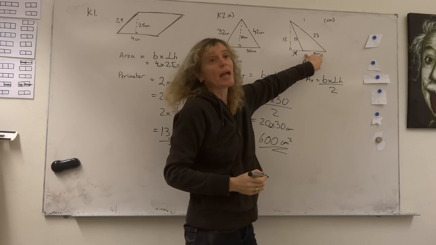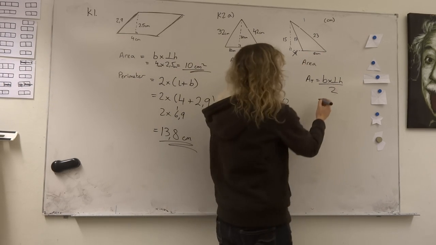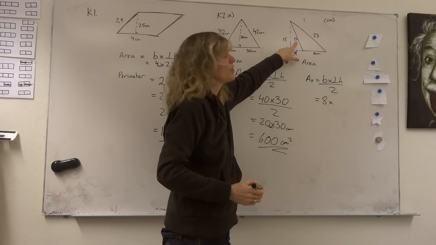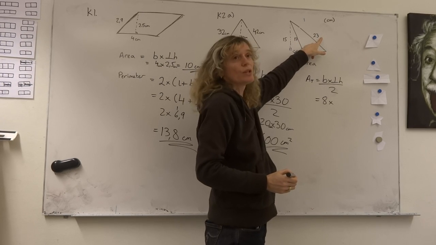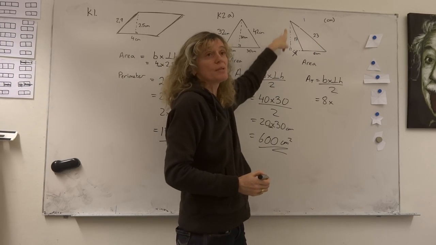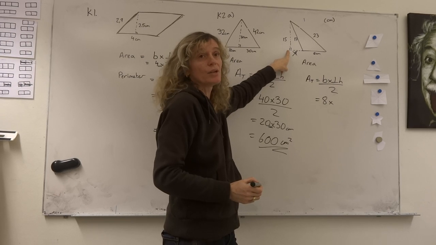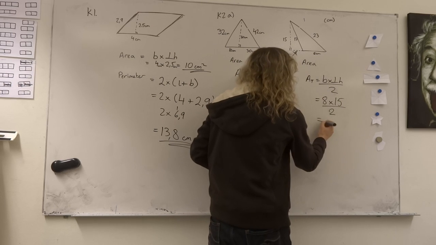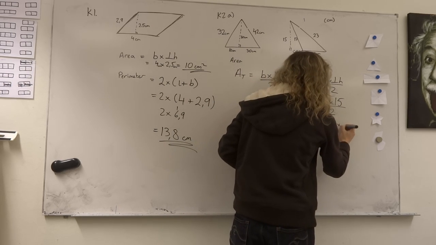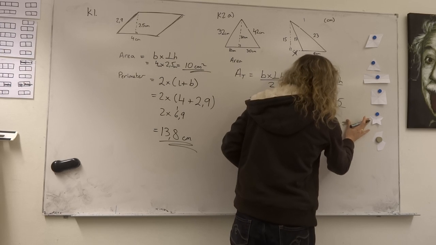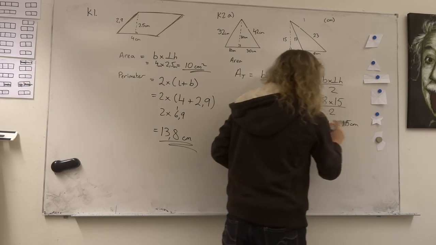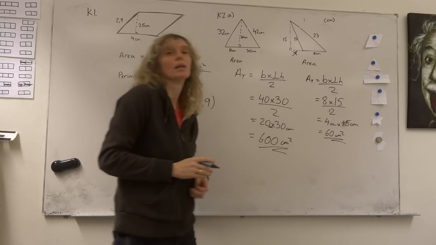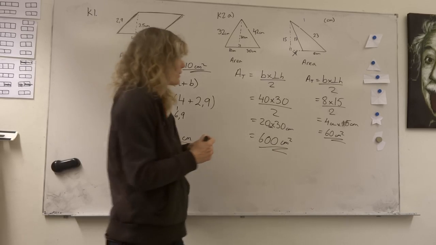The base of this triangle is the solid part here. So it's 8 centimeters times the perpendicular height, which has nothing to do with this 17 or nothing to do with the 23. It's the line that comes down, the imaginary line that comes down at 90 degrees to the base. So we have 8 times 15 divided by 2, giving us 4 centimeters times 15 centimeters. 4 15s are 60 centimeters squared. So the area of this triangle is 60 centimeters squared.